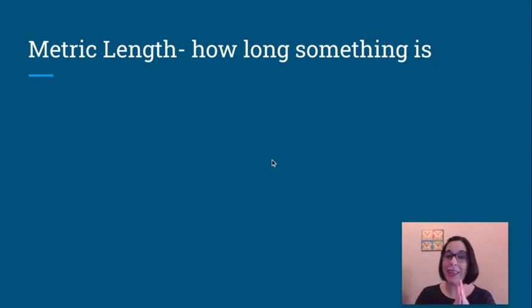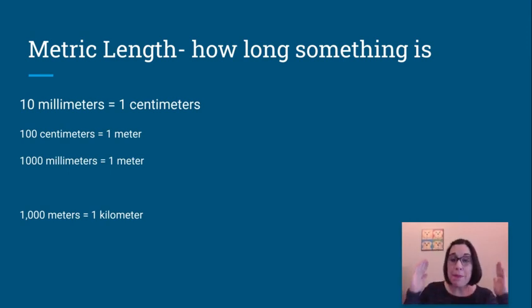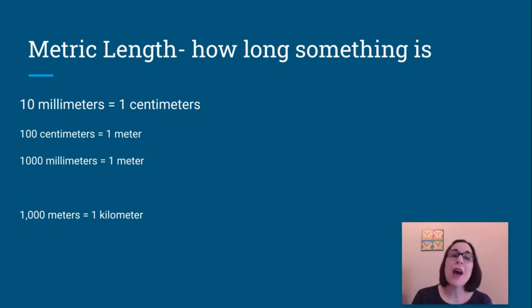So again, length is how long something is. We're working with metric units. The meter, the length of your arm from your shoulder all the way out, outstretched to your hand, is about 1 meter. Our desks at school are about 1 meter, the desks in my classroom. And so from the meter, we have millimeters, the tiniest, centimeters, meters, and then a kilometer is a further distance. So we're going to talk about each of these conversions today.